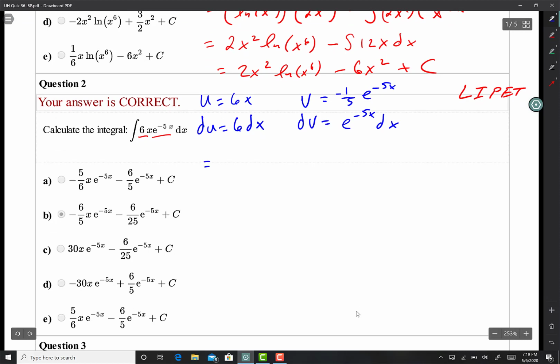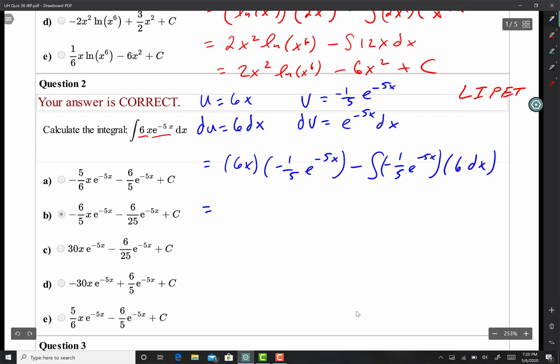So uv, so 6x times negative 1/5 e to the negative 5x, uv, minus integral v du. So v was a negative 1/5 e to the negative 5x, and then du was 6 dx. And yeah, we can simplify as we get more experience on this. So let's see, negative 6 over 5 x e to the negative 5x. Negative times a negative is a positive.